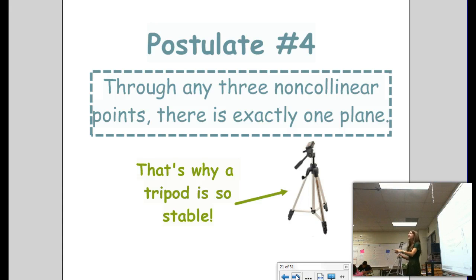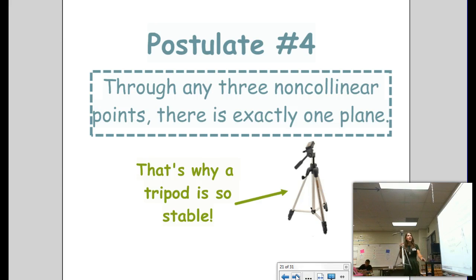Have you ever sat in a desk at Cy Falls and it was kind of wobbly? How many legs are on your desk? 4. Why didn't they make the desk with 3 legs? Then they would never wobble because all 3 could touch the ground at once. Sometimes you're sitting in a desk and 3 of them are touching the ground, but the 4th one isn't touching, and that's why it wobbles.